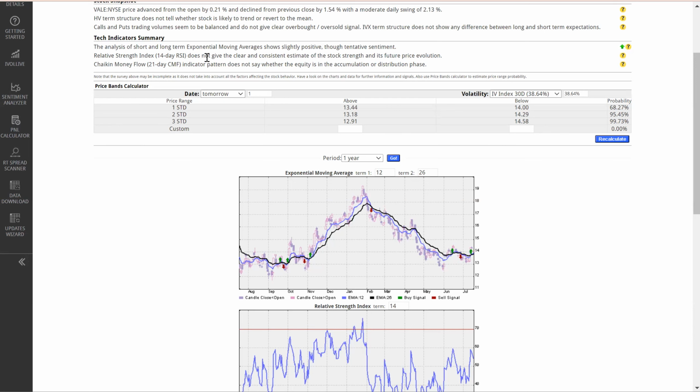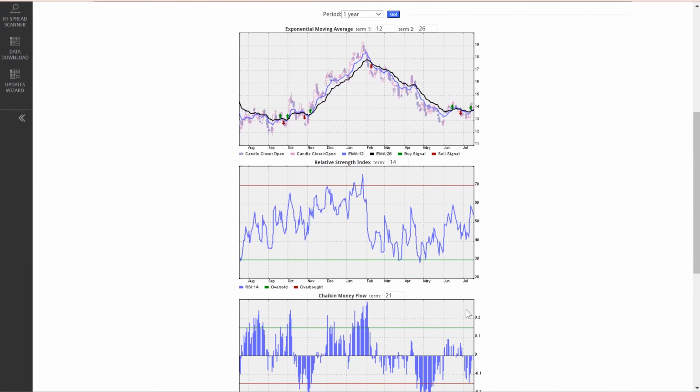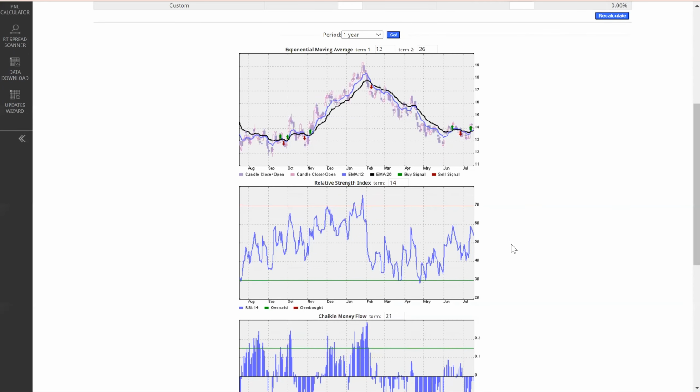Moving on, relative strength index, the 14-day RSI. That's probably the most common parameter for the RSI. And this is giving us no clear or consistent estimate of the stock strength or future price evolution. So you could see here on the RSI, we're almost, kind of dead in the middle. Whereas if Vale was above 70, I would be betting on a drawdown, on Vale to come back down, because you could see, anytime really any stock goes too far above 70, it's a matter of time before it retraces from the RSI. And then conversely, anytime a stock goes below 30, it's typically a good idea to look at some kind of bounce, some kind of potential bounce trade.